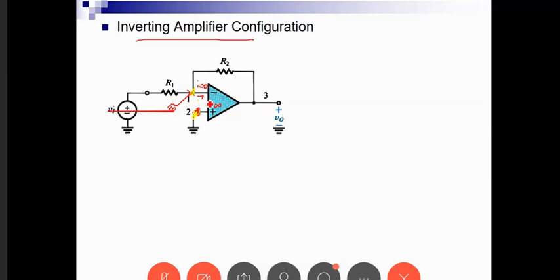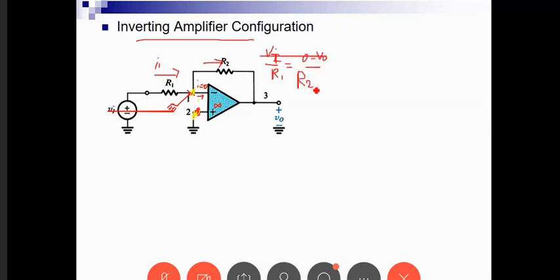I know no current is flowing in here. So what does KCL tell me? It tells me that the current going into R1 has no other place to go but into R2. The current in R1 is equal to Vn over R1. They call it Vn to differentiate it from little vi. This is equal to 0 minus VO over R2.